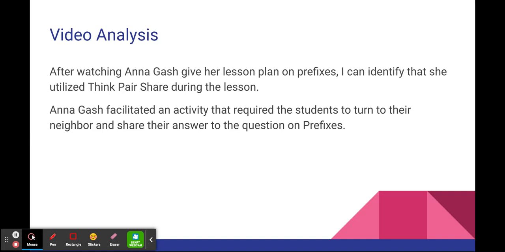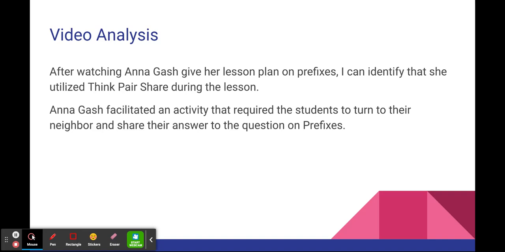This scenario came with a video to watch. It is teacher Anna Gash, and she is teaching a lesson on prefixes. I can identify that she did use the think, pair, share method during her lesson plan. She taught students about prefixes and then facilitated an activity that required the students to turn to their neighbor, whatever peer they were sitting next to, and share their answer to the question.